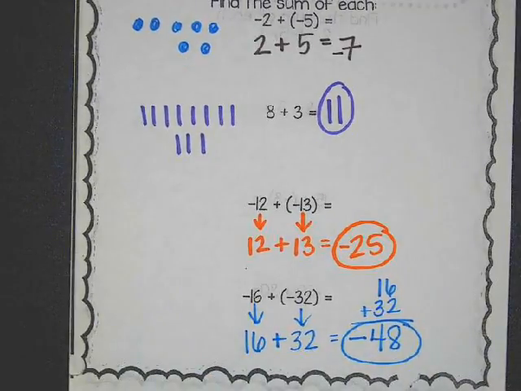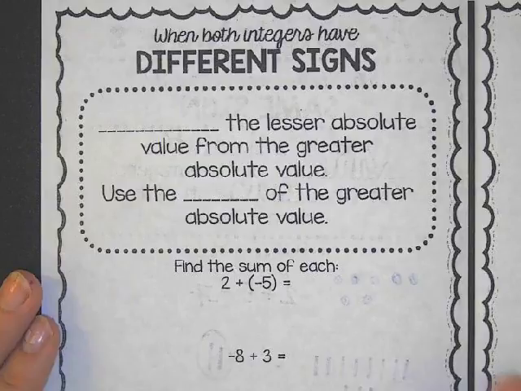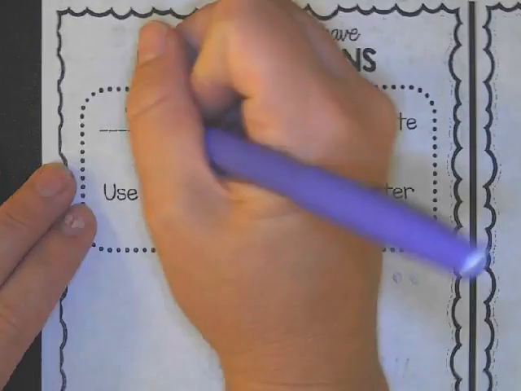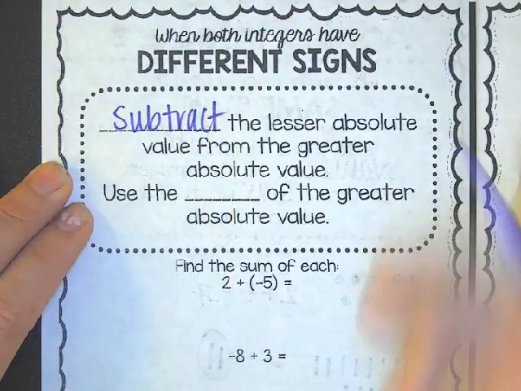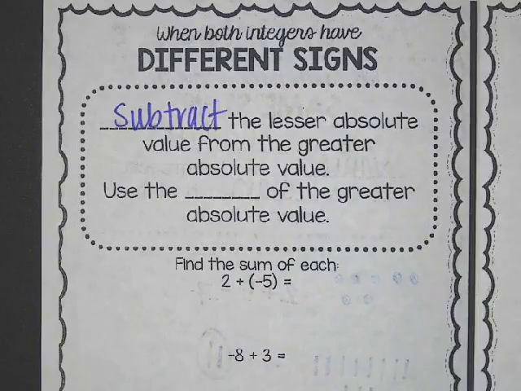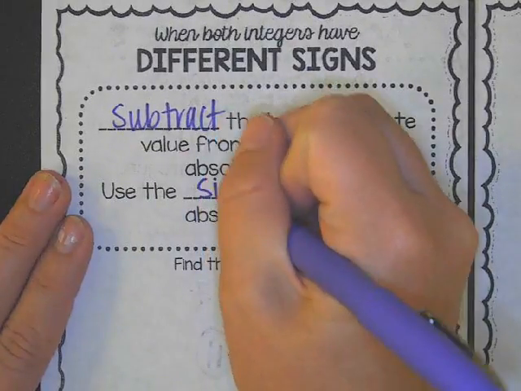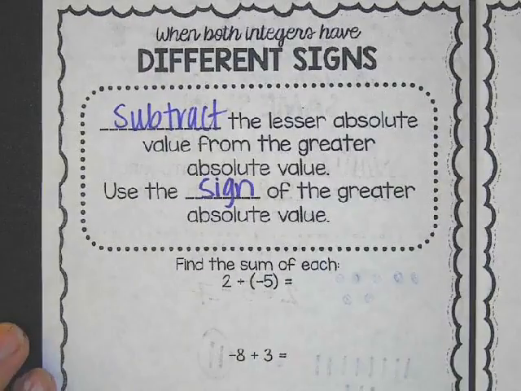Now, those are going to be the rules we follow when they have the same sign. Let's open it up and look at the inside for when we have different signs. It says when both integers have different signs, what we're going to do is subtract the lesser absolute value from the greater absolute value. We're going to use the sign of the greater absolute value. So let's take a look.